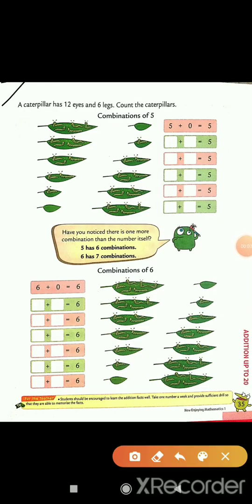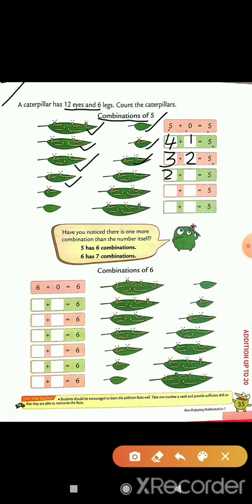Next, a caterpillar has 12 eyes and 6 legs. Now count the caterpillars. So combinations of 5. 5 caterpillars and 0. So 5 plus 0 is equal to 5. Here 4 caterpillars. So you have to write here 4 and here 1. So 4 plus 1 is equal to 5. 3 and here 2. So 3 plus 2 is equal to 5.